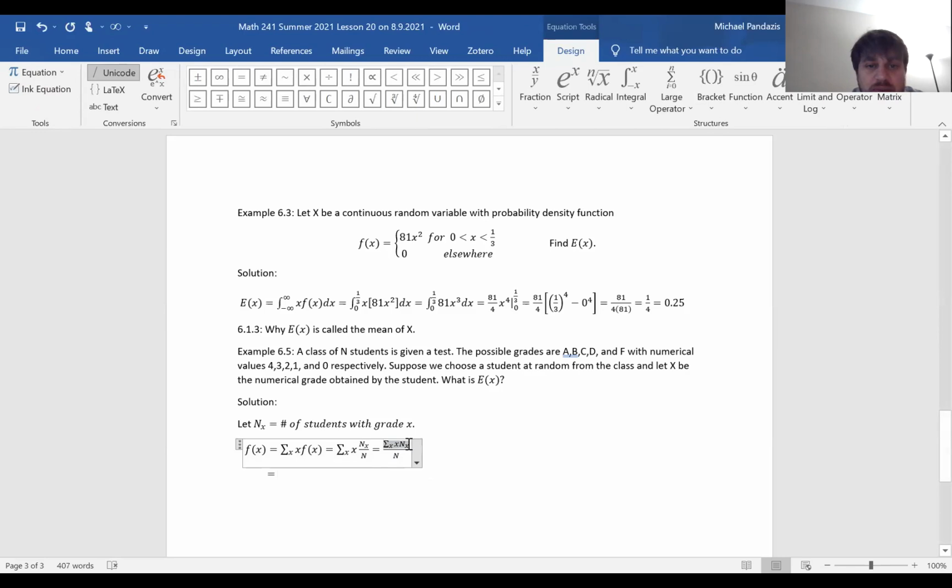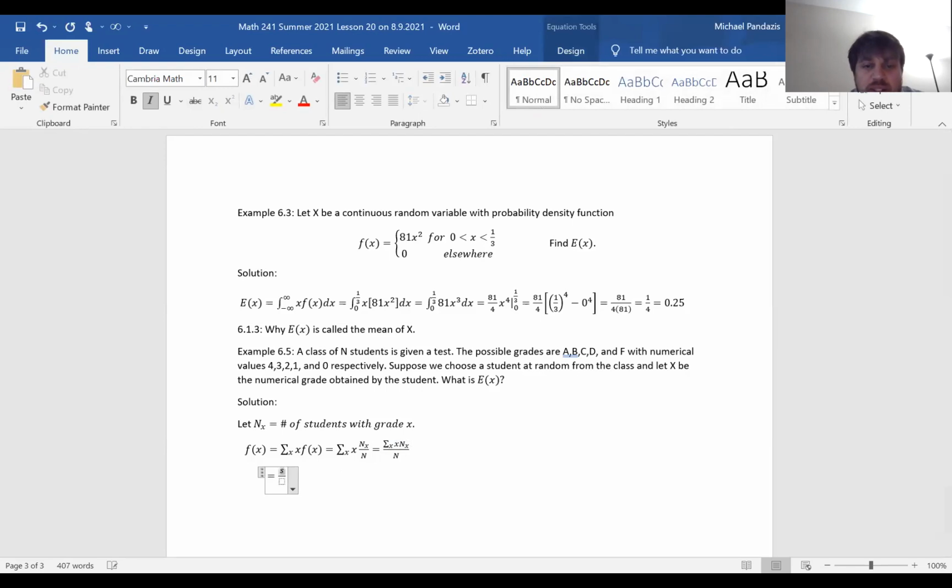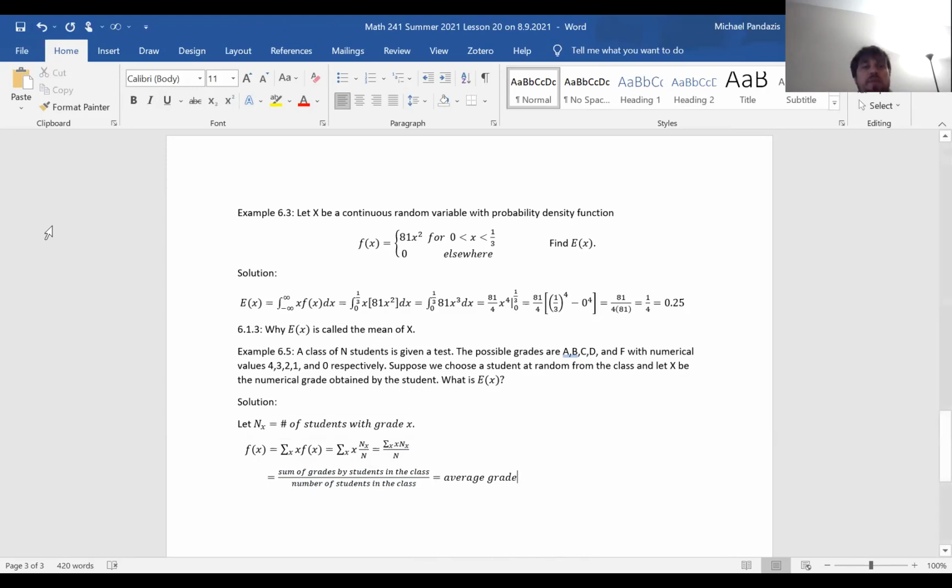What that's equal to is that this thing, the sum over x of x times n sub x, that's taking each grade and multiplying it by the number of students who got that grade, and then adding those products. Well, the numerator of that fraction is the sum of grades by students in the class, and the denominator is the number of students in the class. Okay, if you take the sum of the grades and divide by the number of students, that's equal to the average grade.